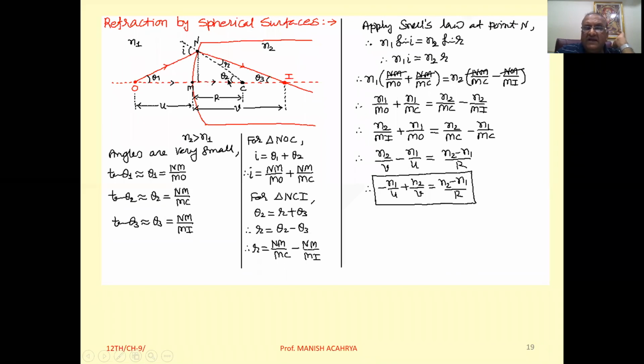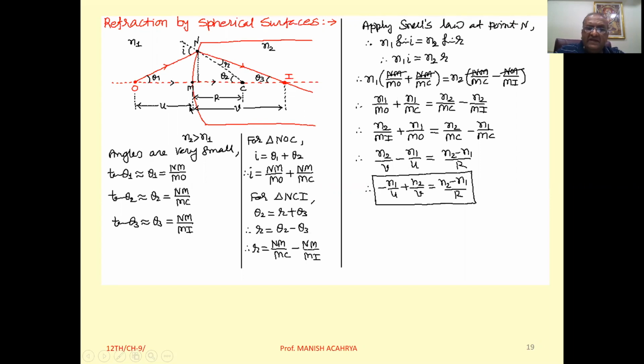Similarly, take tan θ2 here. Again, it is very small, so we can write that it is nearly equal to θ2, which is opposite NM upon MC. Then take tan θ3. So tan θ3 is nearly equal to θ3, which is again opposite NM upon MI.